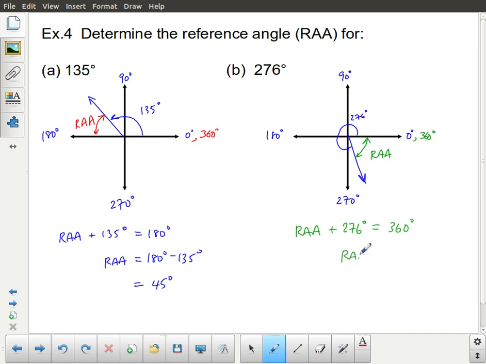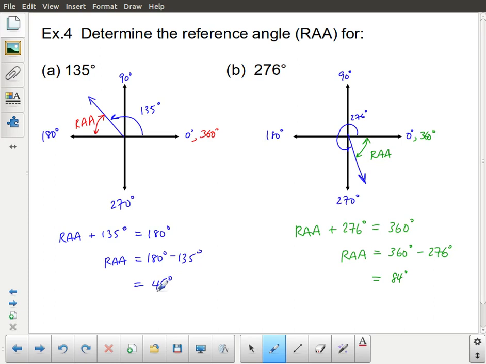Or once you become more comfortable with this, you could write this as the related acute angle is simply equal to 360 minus 276 degrees. And in this case, my related acute angle is going to be equal to 84 degrees.